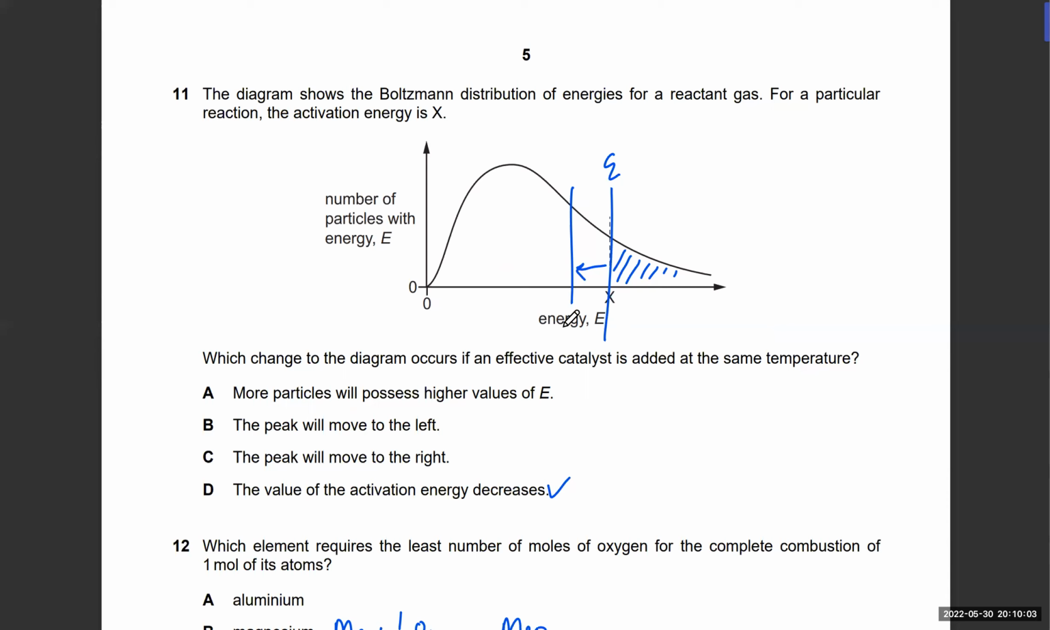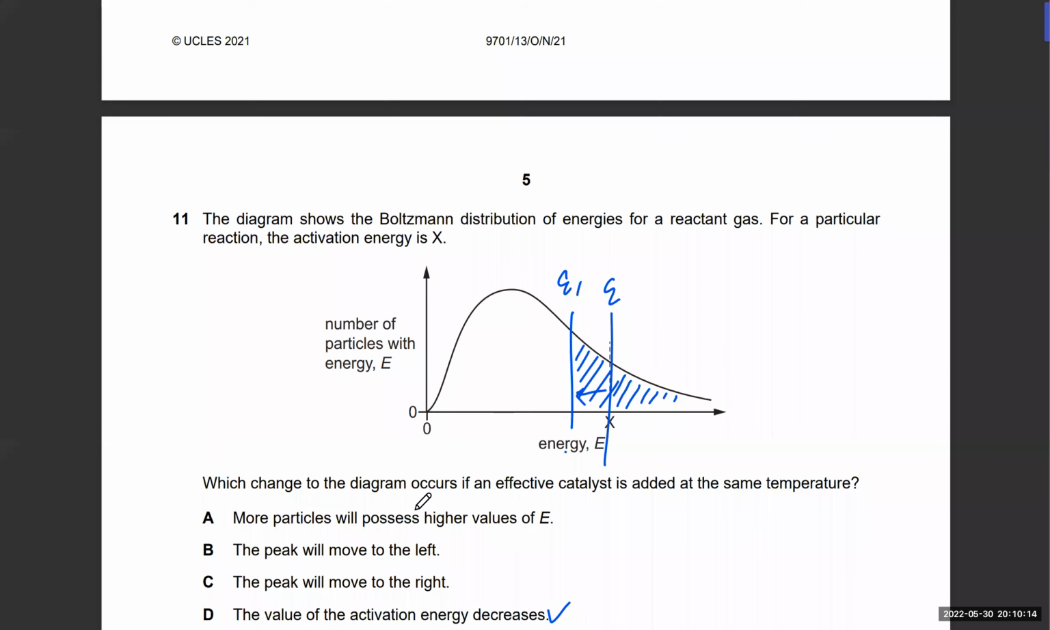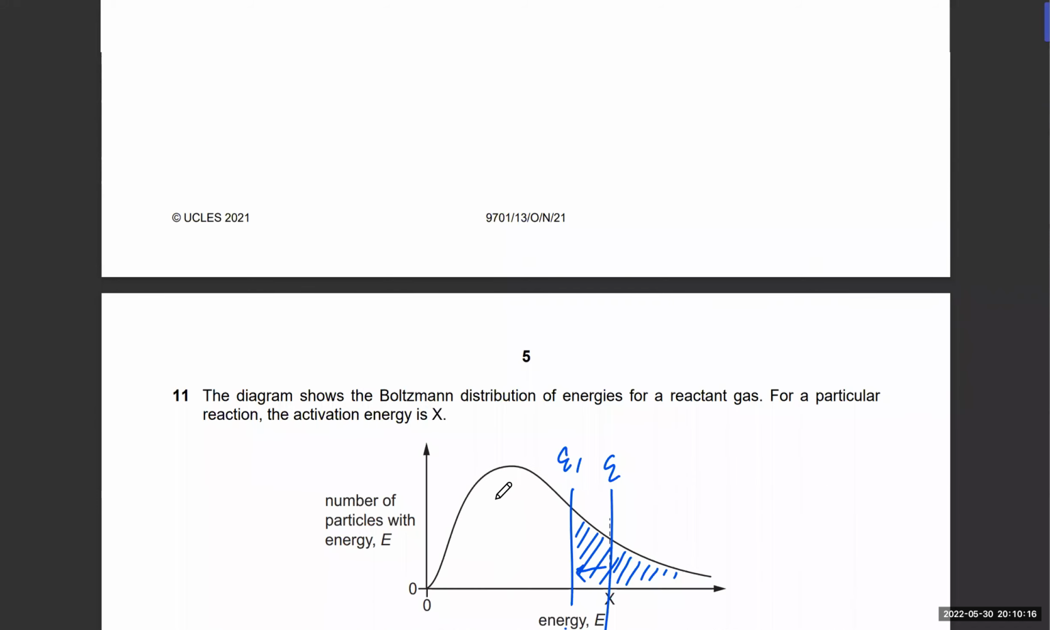Yes. That new E, the lower activation energy, is the one that will have more particles with energy greater than that. Not the old one. It's not going to be for the old one.